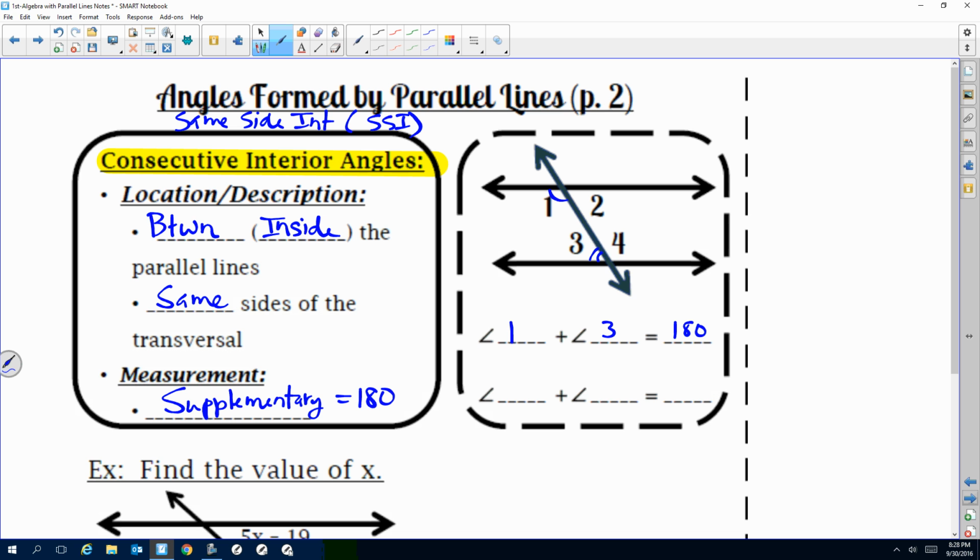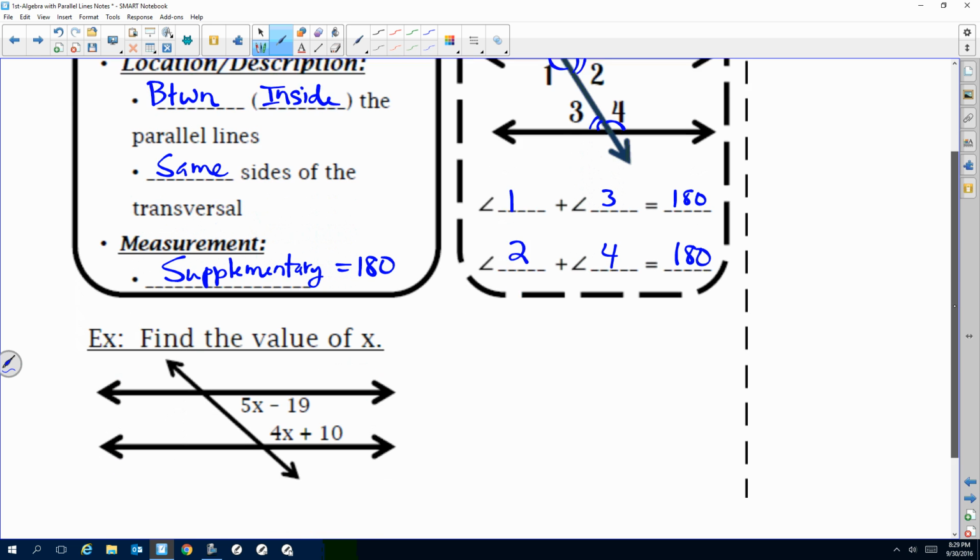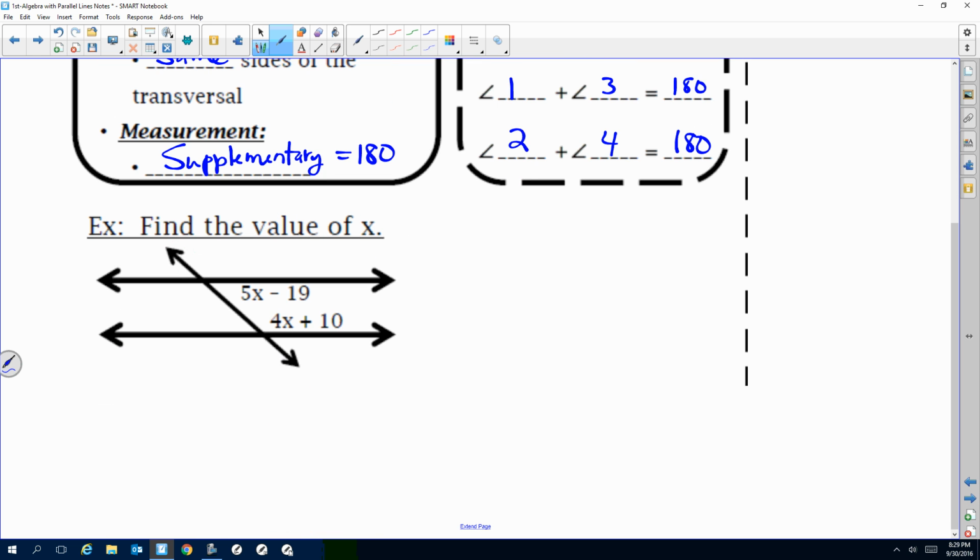Okay, and then 3 and 2 are alternate interior, so they would need to have the same marking, and 4 would need to have the same marking as 1. So I can say angle 2 plus angle 4 equals 180. All right, so in our example, our algebraic expression, application of that, they want you to see that this 5x minus 9 represents that angle there on the right side, and the 4x plus 10 is the obtuse angle. And together they would be supplementary. So our equation we would use would be 5x minus 19 plus 4x plus 10 equals 180.